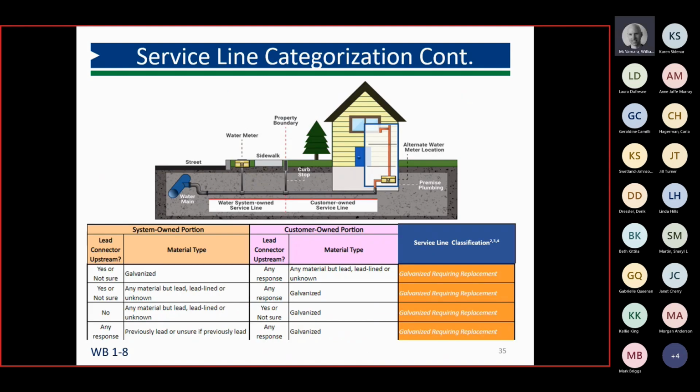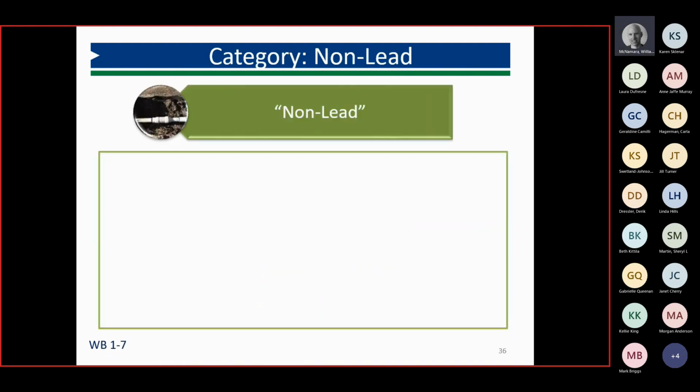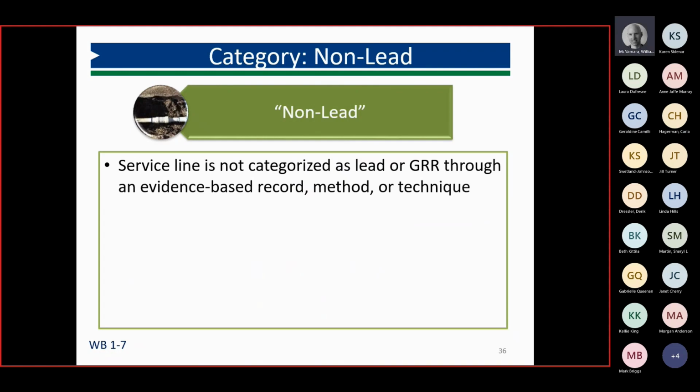All right, so this is what the galvanized chart looks like for us. A little bit more complicated, because now we need to take into account if there's lead or lead connectors upstream. All right, the next category is non-lead. So a service line is categorized as non-lead if it has not been categorized as lead or galvanized requiring replacement. But the key here is that they need to categorize it as non-lead through an evidence-based record, method, or technique. So Bill's going to spend some time in his section talking about what evidence we're requiring in Pennsylvania to be able to call a service line non-lead.